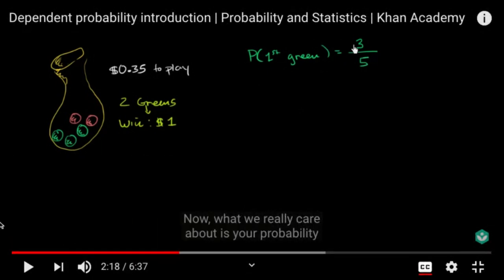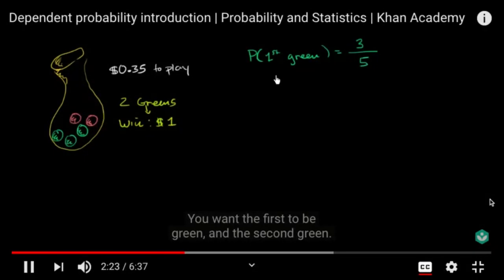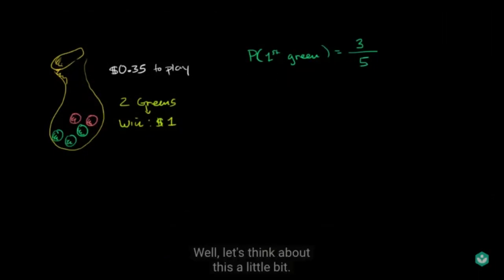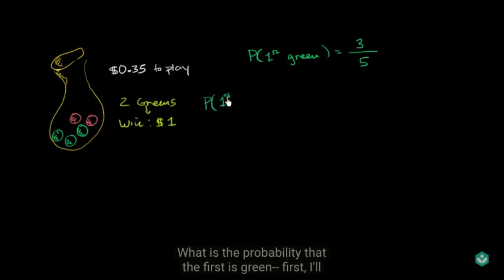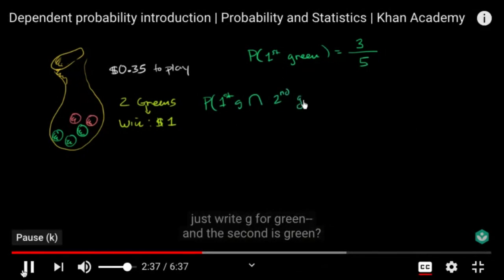Sorry, I was incorrect. I was thinking of something else. So it'd be 3 out of 5. That's 60%. The second one is going to be 50%. What we really care about is your probability of winning the game. You want the first to be green and the second green. Well, let's think about this a little bit. What is the probability that the first is green? I'll just write G for green, and the second is green.